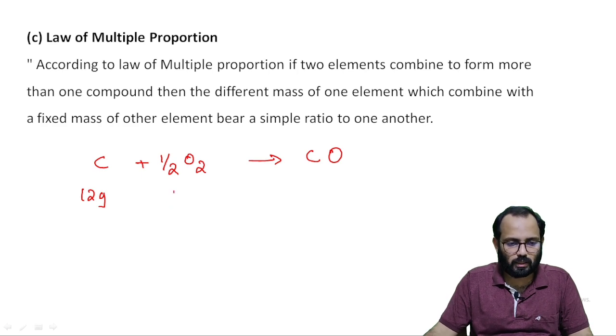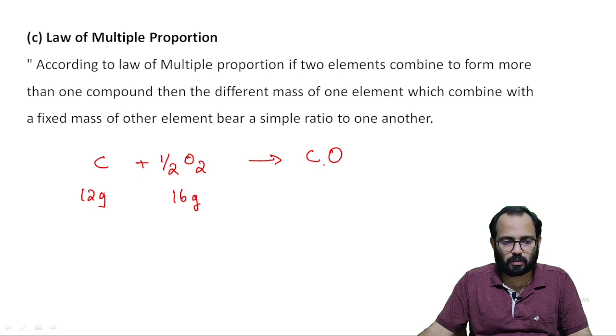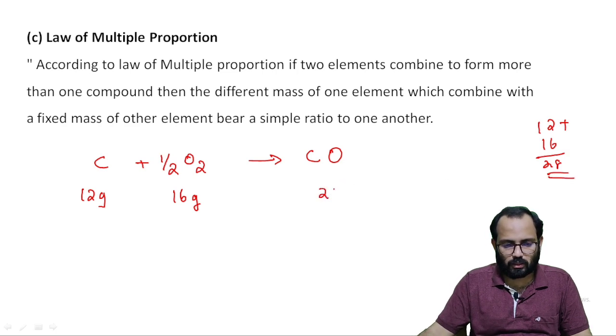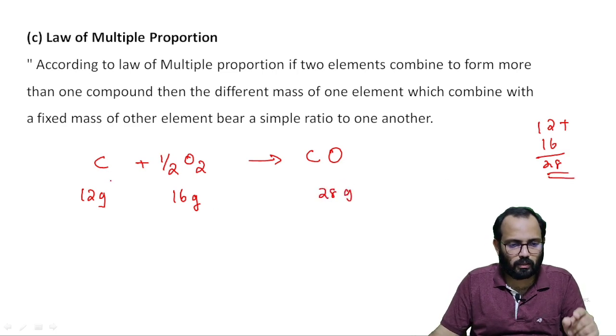Half O2, that is, we'll say 16 gram. And here, what is the mass of carbon monoxide? It's carbon 12, oxygen 16, so it's going to be 28 gram. Now look at that, carbon is combining with oxygen. What is the ratio? 12 is to 16 means 3 is to 4.